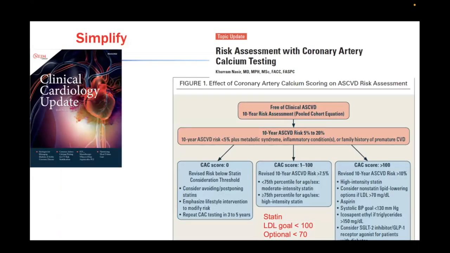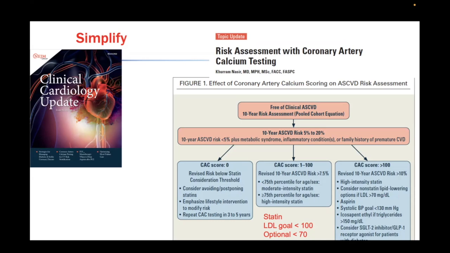So again, simplifying it, what it tells us is that you do a calcium score, and if it's 0, unless somebody is a smoker or has diabetes, we don't treat those patients, and you can always repeat the calcium scan. If the calcium scan comes to 1 to 100, then don't overthink it. Don't put risk calculators. Just say, hey, you need an LDL goal of less than 100. And then if somebody wants to be more aggressive, less than 70 is optional. And then if the CAC score is more than 100, then I would say that you not only aim for an LDL goal of less than 70, but you even put a baby aspirin on top if they're not high risk.